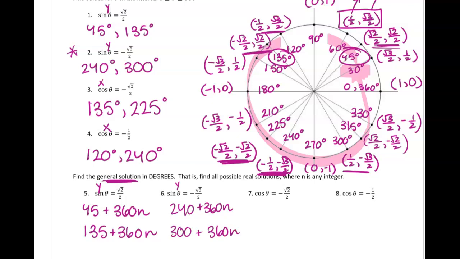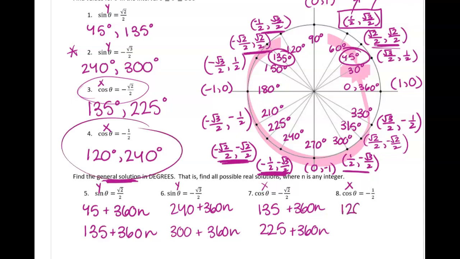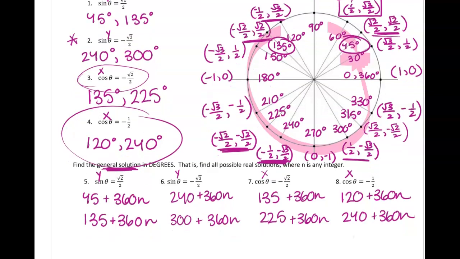Same is true for 7 and 8. So cosine of theta was negative root 2 over 2, or the x value, for 135 and 225. So we add 360n, and we add 360n. Cosine of theta is negative 1/2, excuse me. That was true here. So 120 plus 360n, and 240 plus 360n. So that's how we find the inverses, essentially, when we're doing degrees.